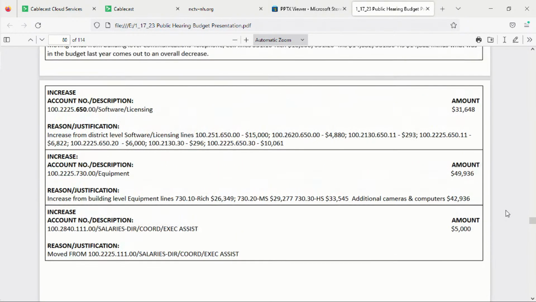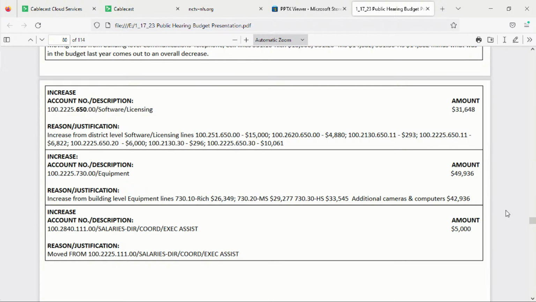The software line did increase by $31,648. This is because we're bringing in a couple of different software programs, we're hoping to anyways, and then we increased those budget lines from Richards, the high school, middle school, into one top line at the district level.